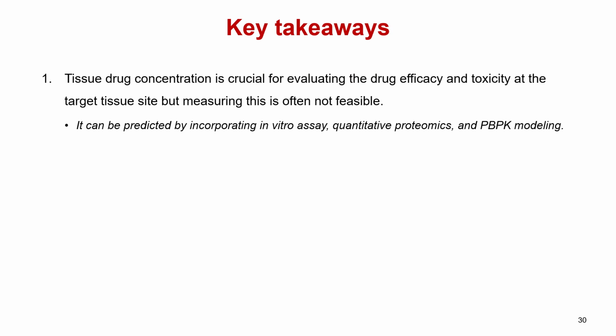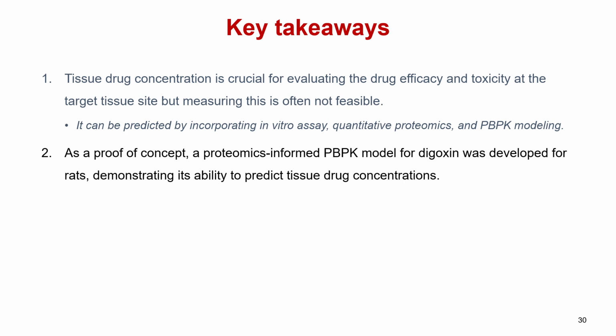So now let's review the key conclusions of this talk, and I hope I'm able to convince you today that the tissue drug concentration is crucial for evaluating drug efficacy and toxicity at the target tissue. But measuring this tissue drug concentration is often not feasible. So as a reliable alternative, a combination of in vitro assay, quantitative proteomics, and PBPK modeling can be used to predict tissue drug concentrations. As a proof of concept, a proteomics-informed PBPK model was developed for digoxin in rats, demonstrating its ability to predict tissue drug concentrations.